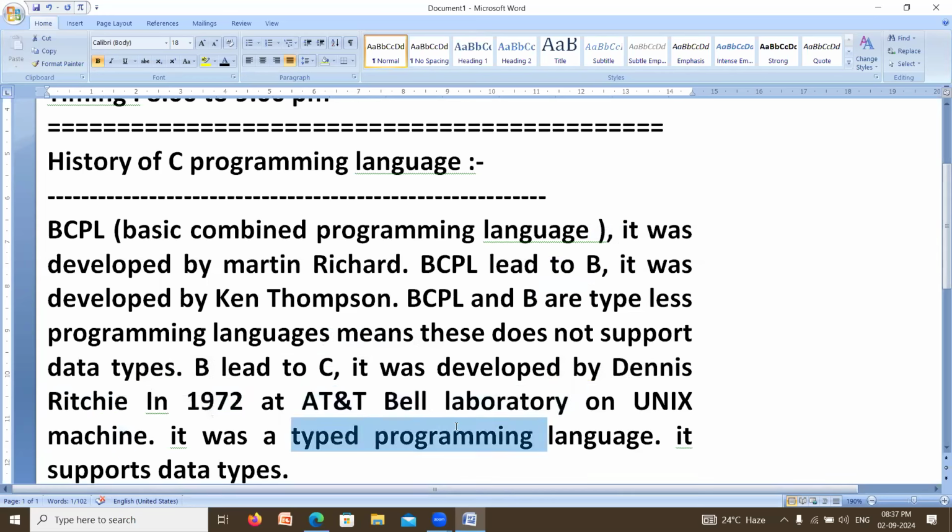Actually, C is a typed programming language. Typed means it supports data types. So that is the history of the C programming language.